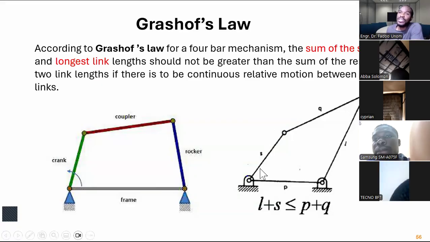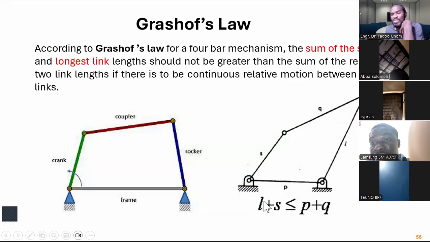So when you look at this criterion, the shortest link is this S here. That's the crank. The crank is almost always the shortest link. For this particular arrangement, the longest link is this L. That's your rocker. So we take the shortest link and add it to the longest link, L plus S, and the value you get must be less than or equal to the sum of the remaining 2 links, P and Q. If it's greater than, that means there will not be continuous relative motion between those 2 links. Is that okay?